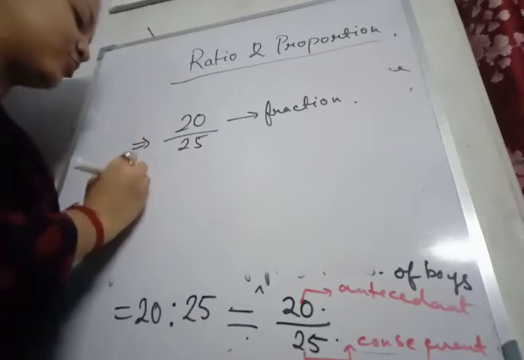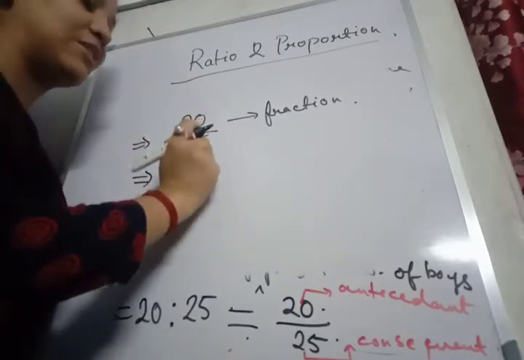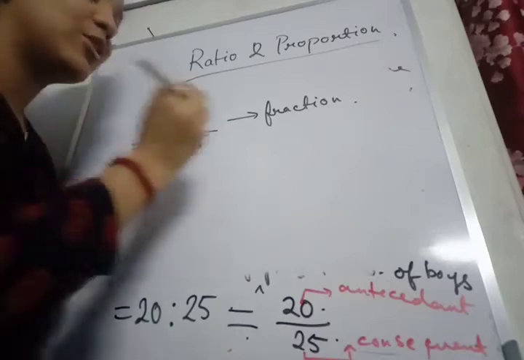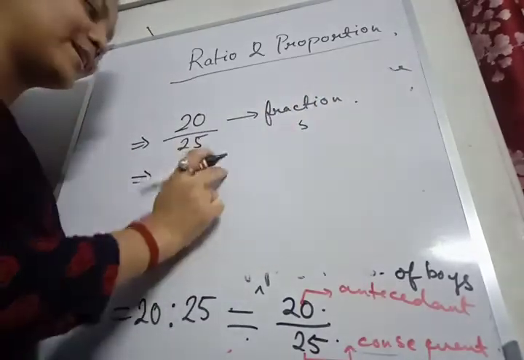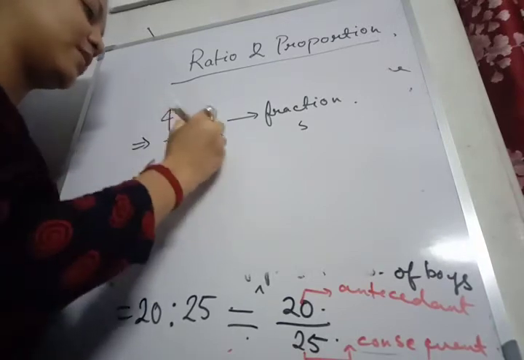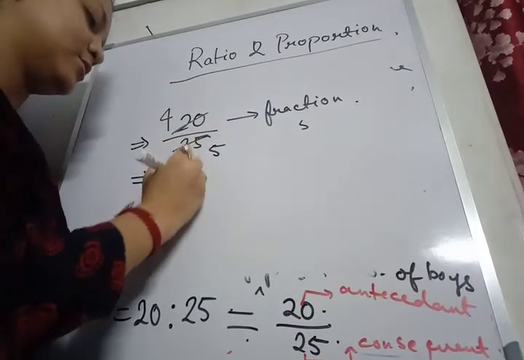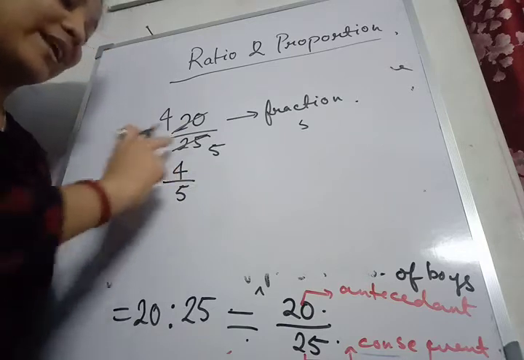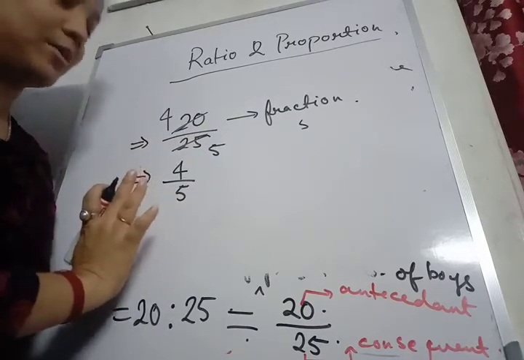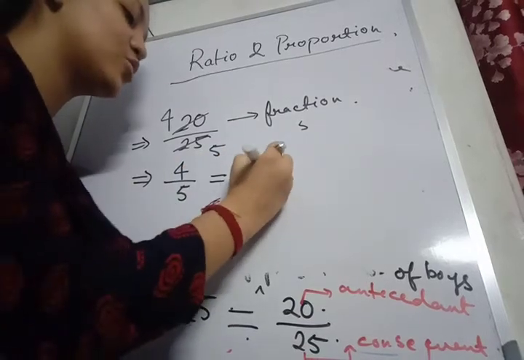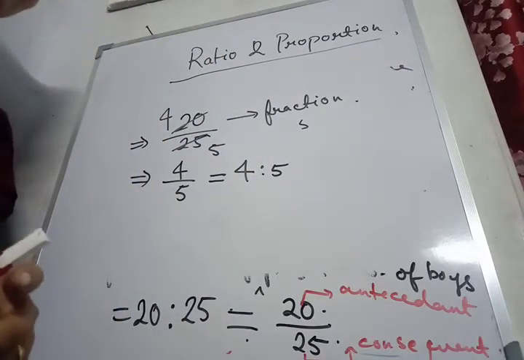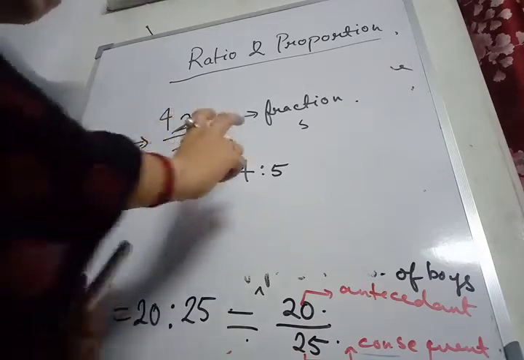Simplest form means we have to check whether 20 and 25 are divisible by any common number or not. So if we come to the table of 5, we know 5 4s are 20 and 5 5s are 25. So I can write this. So this is my simple form. Why is it a simple form? Because 4 and 5 are not divisible by a common number. So this is my ratio of the number of girls to the number of boys in that class. Right? That is 4:5. So this is basically your ratio.